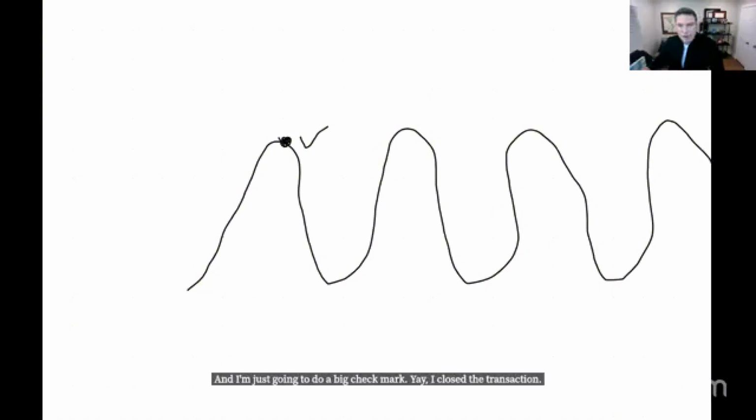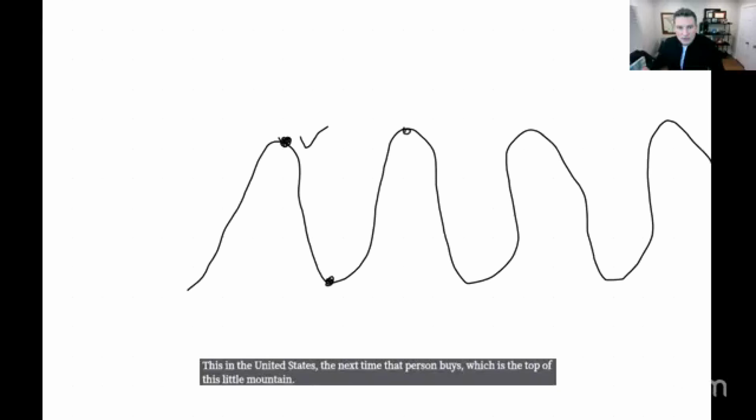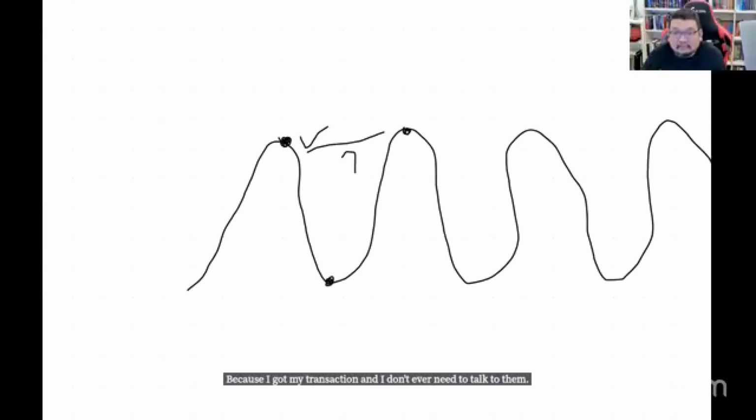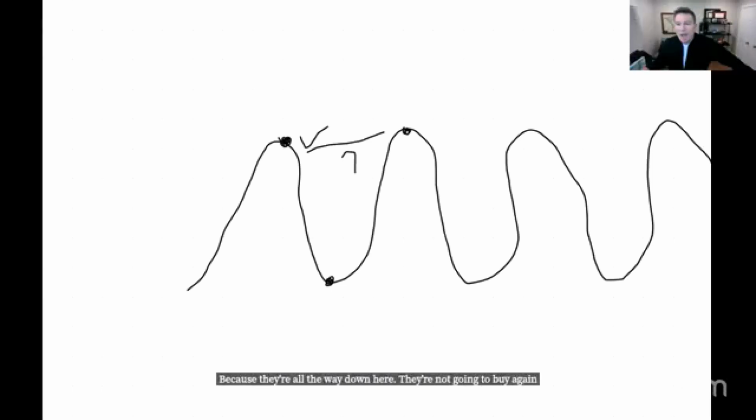Okay. Now what happens? We disappear from their life, and they are down here because we moved on and we fell out of relationship. In the United States, the next time that person buys, which is the top of this little mountain, that gap between here and here is about 7 years. So we just ignore them because I got my transaction and I don't ever need to talk to them because they're all the way down here. They're not going to buy again until they get up here.